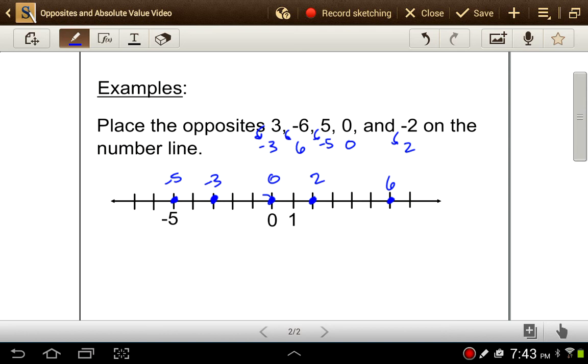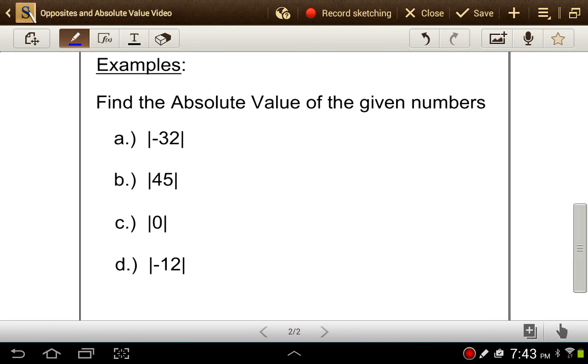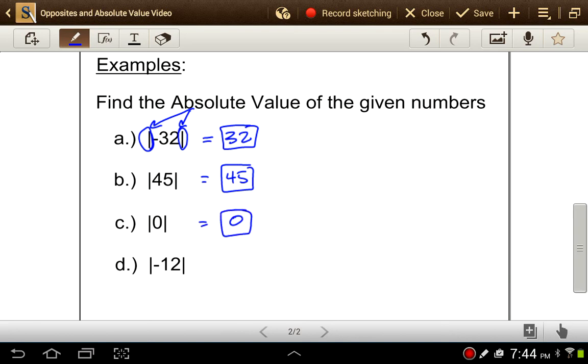Okay. Last example. Absolute value. Again, absolute value is the distance away from 0. So these bars here are your absolute value bars. This lets you know that it's talking about absolute value. Okay, so negative 32 is how many spots away from 0? 32. There's your answer. 45 is how many spots away from 0? 45. There's your answer. 0 is how many spots away from 0? 0. And negative 12 is how many spots away from 0?